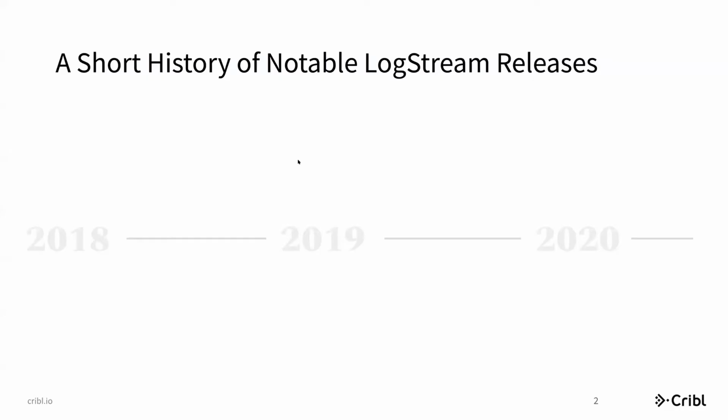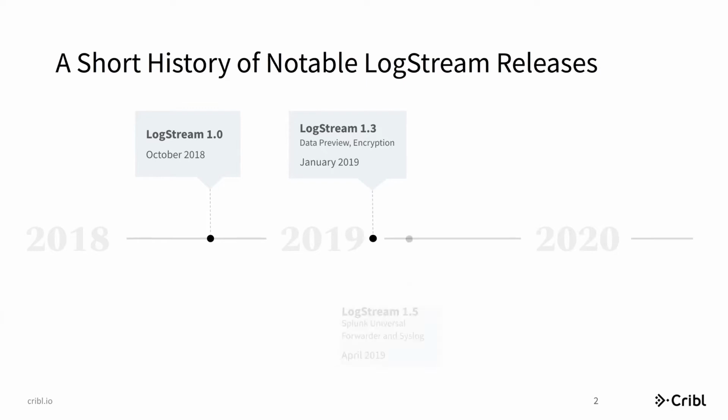To start with, let's talk a little bit about where we've been from a LogStream perspective. The product was first released as 1.0 in October of 2018. That gave us the core user experience that you see in the product today. We iterated very quickly to add support for things like Elasticsearch and other inputs and outputs. 1.3 added our data preview and encryption capabilities. Preview is obviously core to the user experience if you've used our product, and you'll see it in the demo later. It debuted super early, just a few months after initial release.